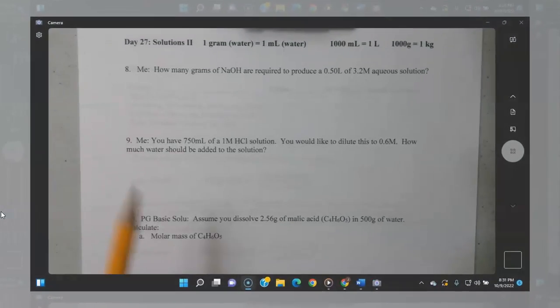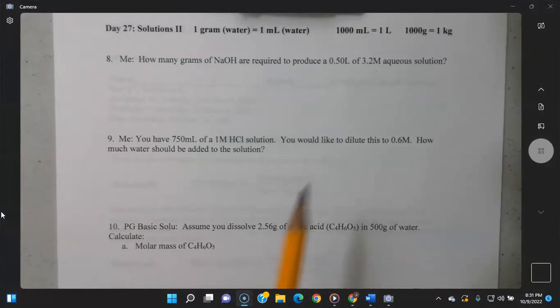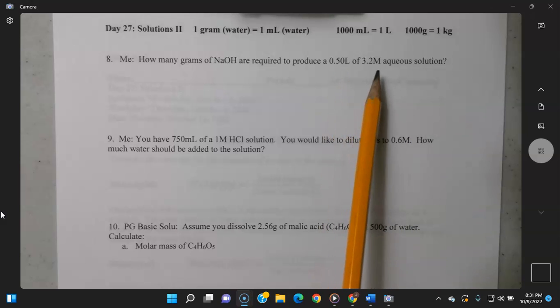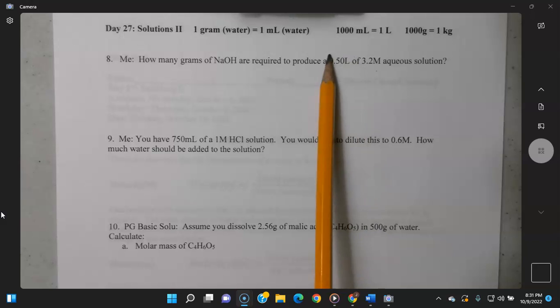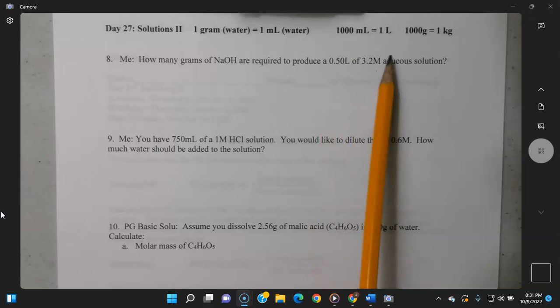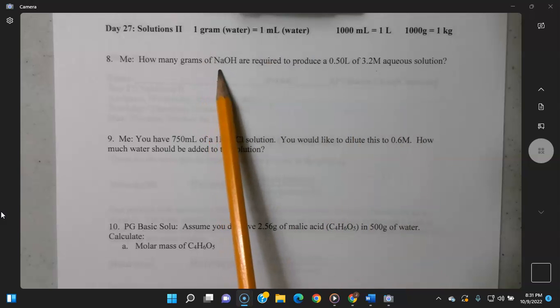Okay, we're on to number 8. All right, this says me, that's because I made this one up. You had a problem, in fact you had 2 problems just like this on the Solutions 1 assignment. It says your teacher tells you, that's me, if your teacher tells you I want you to make 0.5 liters of a 3.2 molar solution, aqueous solution of sodium hydroxide.